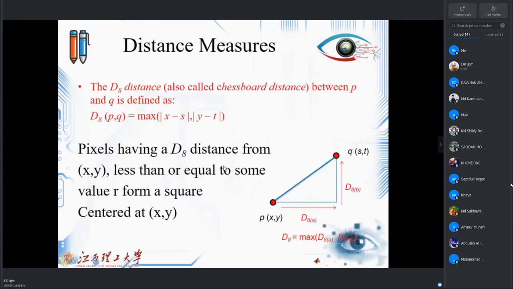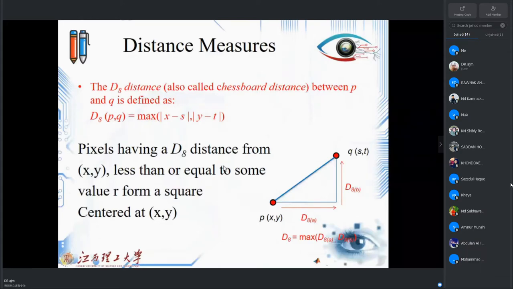Then another is D8, the concept of neighboring with 8 points. We call this the chessboard distance, which we have between the two pixels P and Q, and we can formulate it as the maximum of the absolute values of X minus S and Y minus T. And the pixels having a D8 distance from x, y less than or equal to some value r form a square centered at x, y.